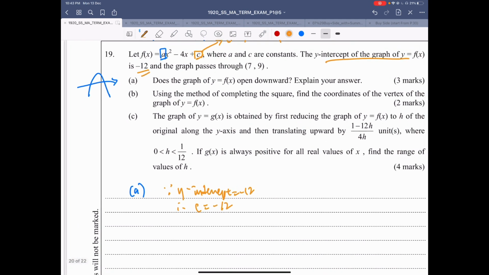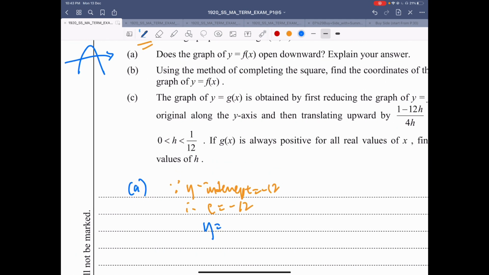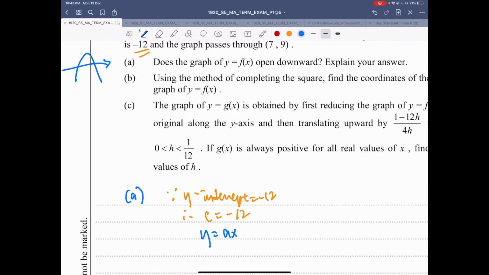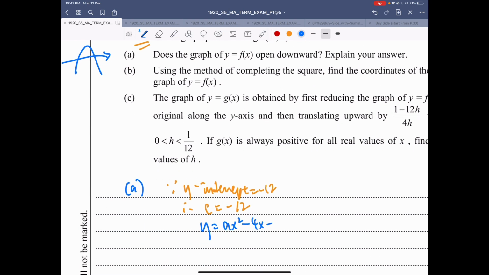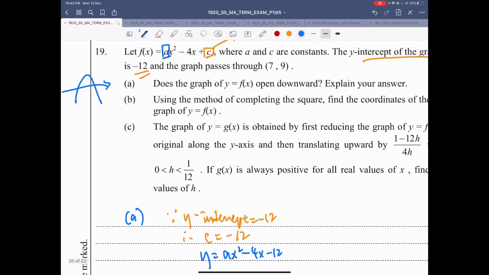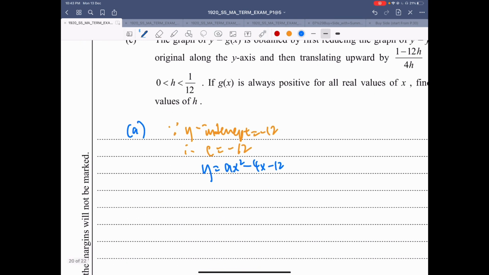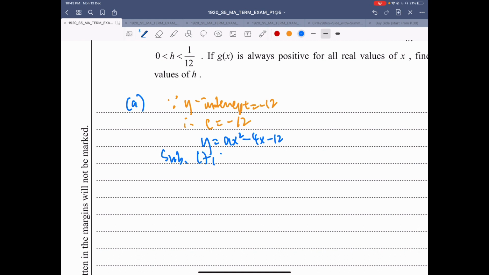All right. So we know that y equals ax squared minus 4x minus 12. Then we can also find a by using this clue, right? Substitute the point (7, 9) into f(x). So basically f(7) equals a times 7 squared minus 4 times 7 minus 12 equals 9. So 49a equals 9 plus 12 plus 28, which is 49, so a equals 1.